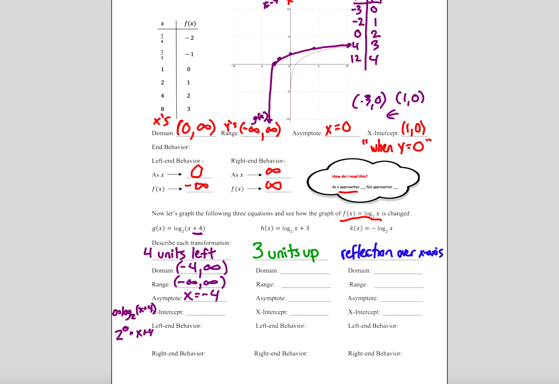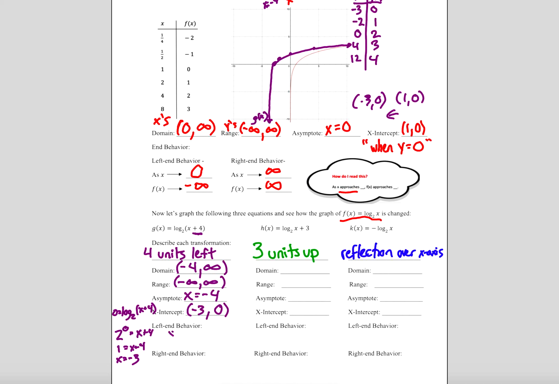2 to the 0 power, anything to the 0 power is 1. 1 equals x plus 4. Subtract the 4 on both sides. You would get x equal to negative 3. So our x-intercept would be negative 3 is the x. Remember, the y is always equal to 0. As you take a look, our x-intercept is negative 3, 0. So that checks out.